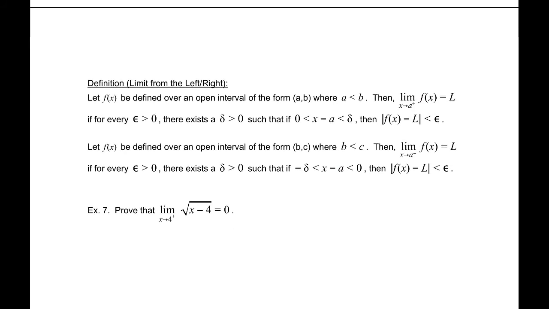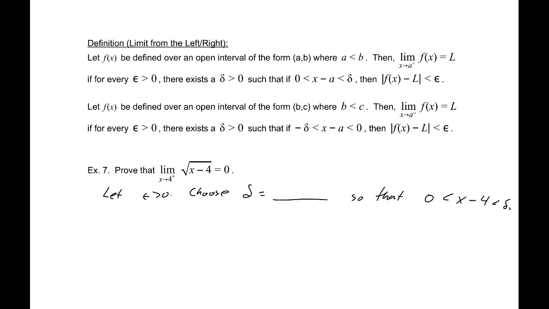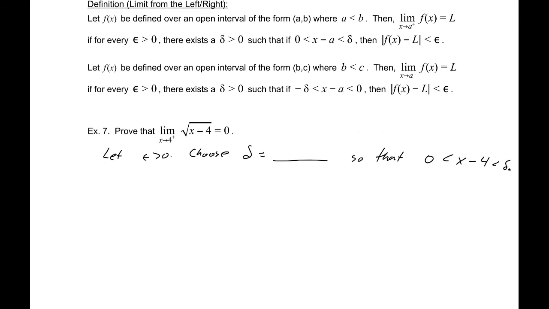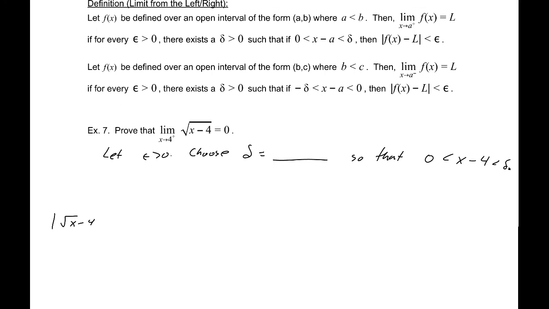So for this one, we're still going to do let epsilon be greater than 0. Choose delta equal to something so that 0 is less than x minus 4 is less than delta, not the absolute value, because we're coming from the right. Now, this would be a good place to do some scratch work. So let's take the absolute value of the square root of x minus 4, minus 0. I want this to be less than epsilon.